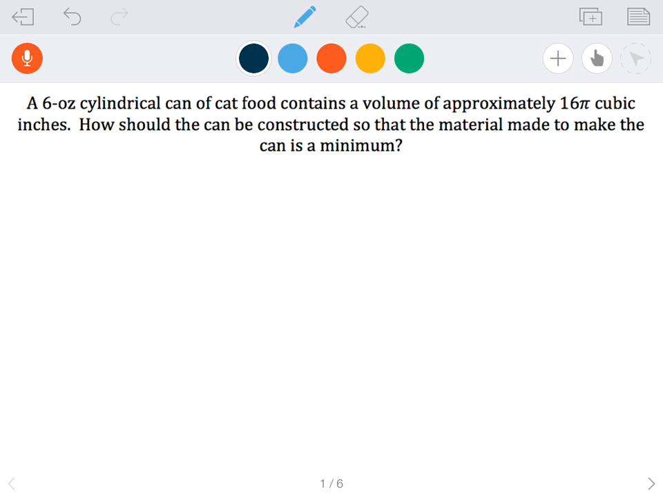I really like related rate problems and I love optimization problems because they're just so practical. You might actually do this someday in your life. Let's look at the first example.